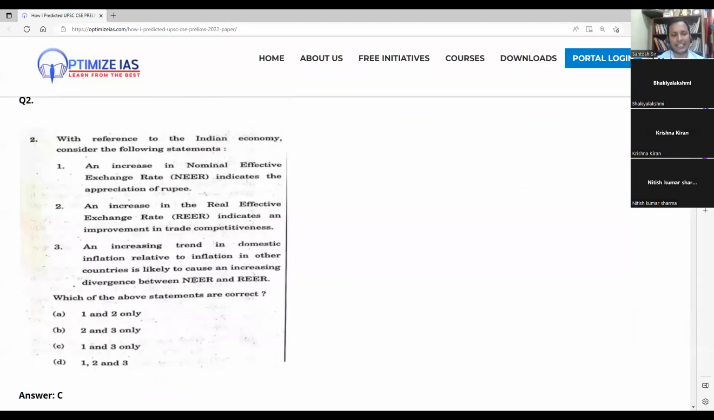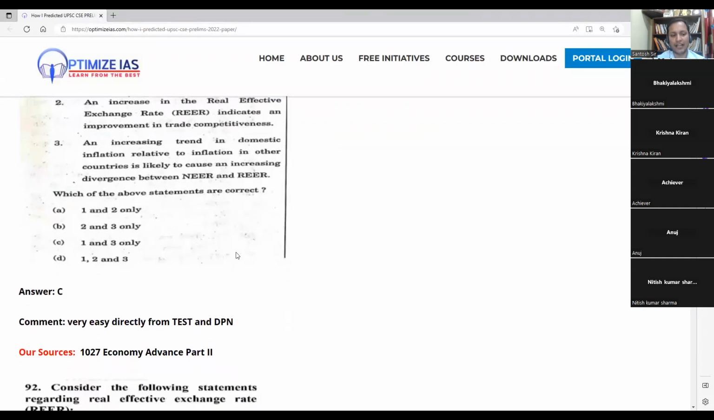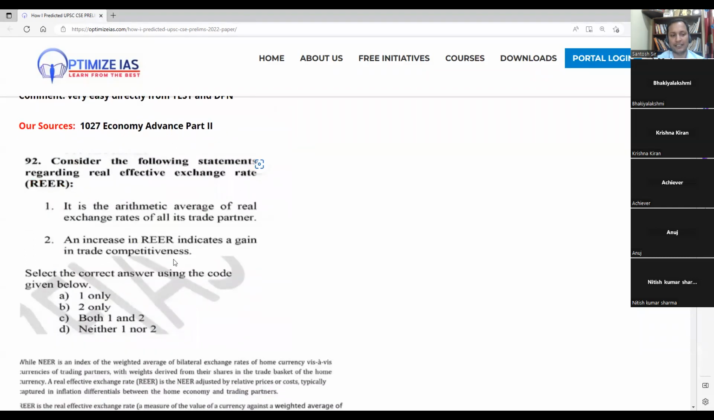You see here the statement: an increase in nominal effective exchange rate, NEER, indicates appreciation of the rupee. An increase in real effective exchange rate, REER, indicates improvement in trade competitiveness. And you see here my Economy Advanced paper, Economy Advanced and NCERT paper. You can see exactly that an increase in REER indicates gain in trade competitiveness. So this means what?